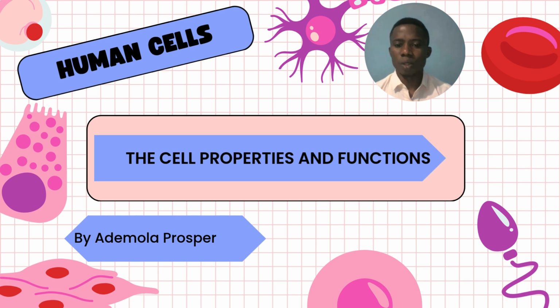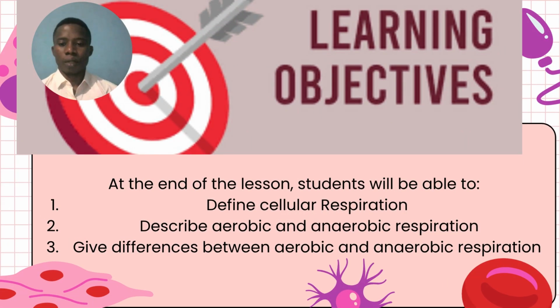Before we delve into the topic, let's look at the learning objectives. At the end of the lesson, you should be able to: 1. Define cellular respiration. 2. Describe aerobic and anaerobic respiration. 3. Give differences between aerobic and anaerobic respiration.